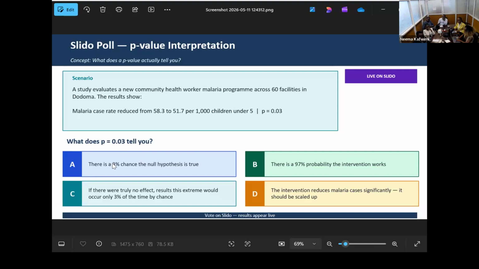A, it tells you a 3% chance the null hypothesis is true. B, it tells you that there is a 97% probability that the intervention works. C, it tells you that if there were truly no effect, results this extreme would occur only 3% of the time by chance. And D, the intervention reduced malaria cases significantly. It should be scaled out. So I was saying in this context, what the p-value really means is C. If there were truly no effect between the two main variables, results this extreme would occur only 3% of the time by chance.